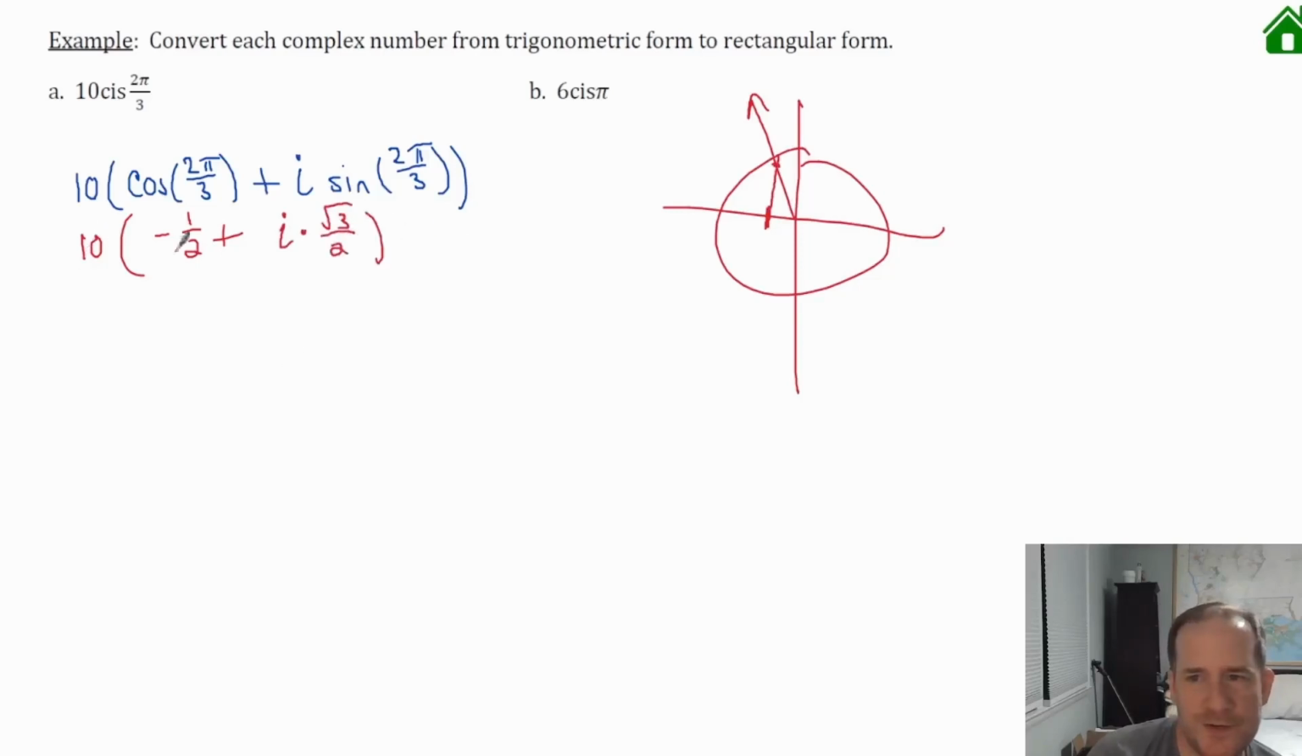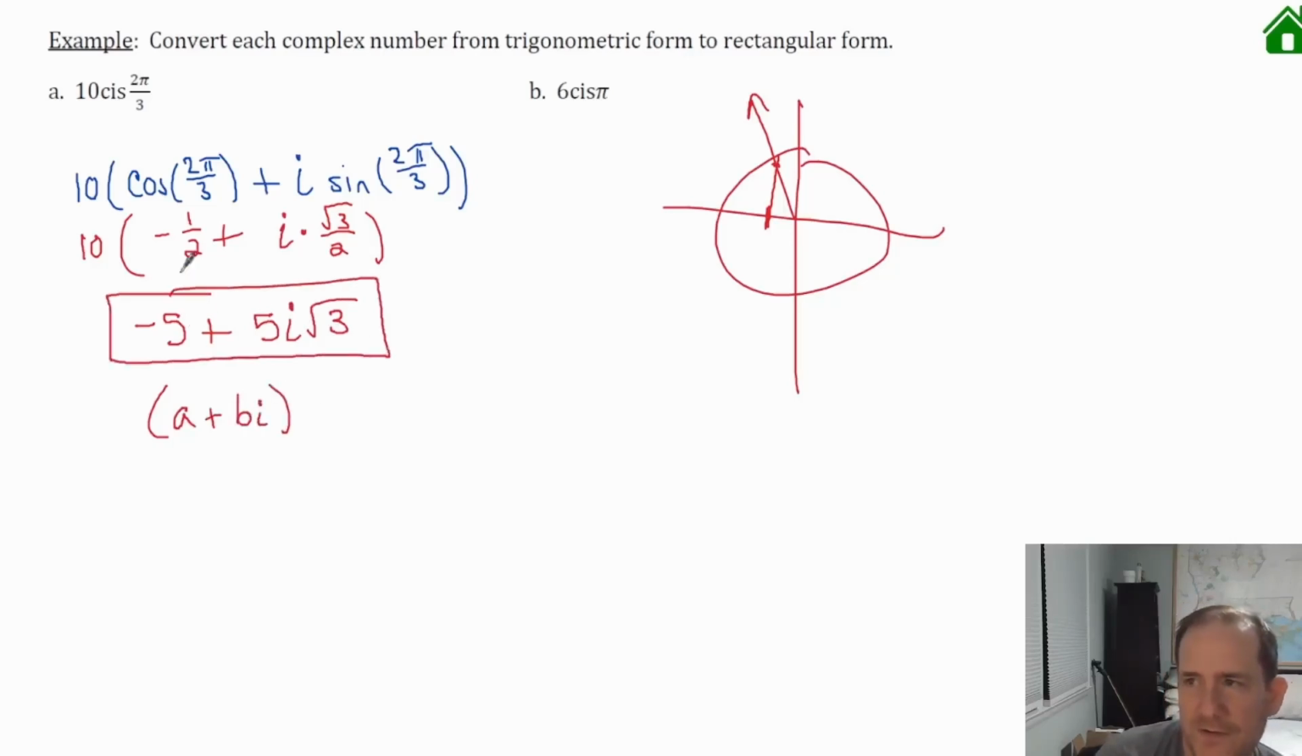And so from here you just distribute 10 onto that, and negative a half times 10 is negative 5. Plus 5 root 3, and I like to put the i in the middle, so 5i root 3. And then you're done. That's your a plus bi form. And that's what it means to convert to rectangular form. So that's it. It would be negative 5 plus 5i root 3.